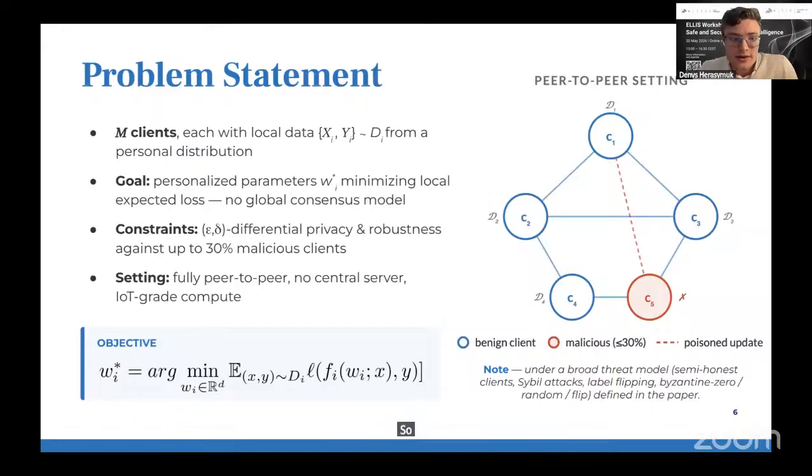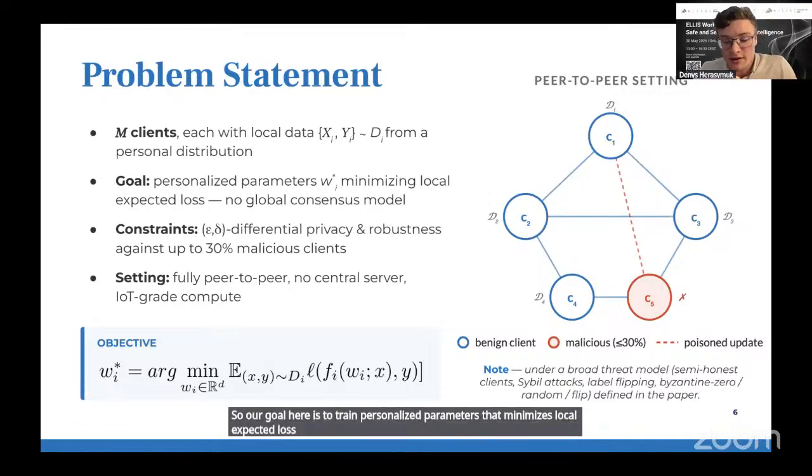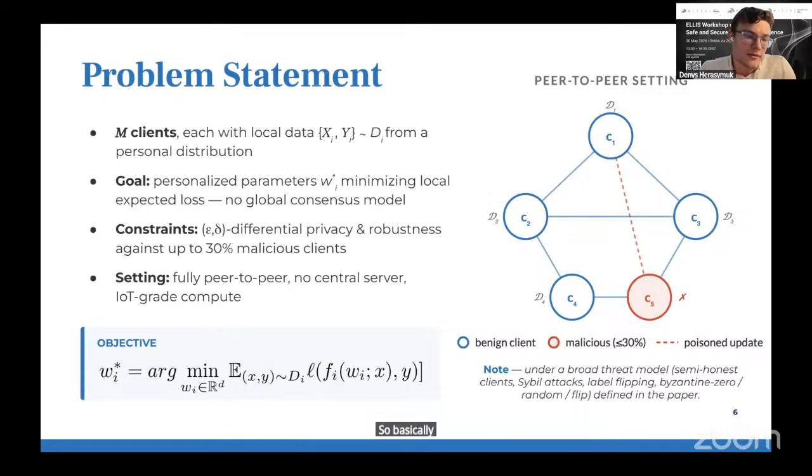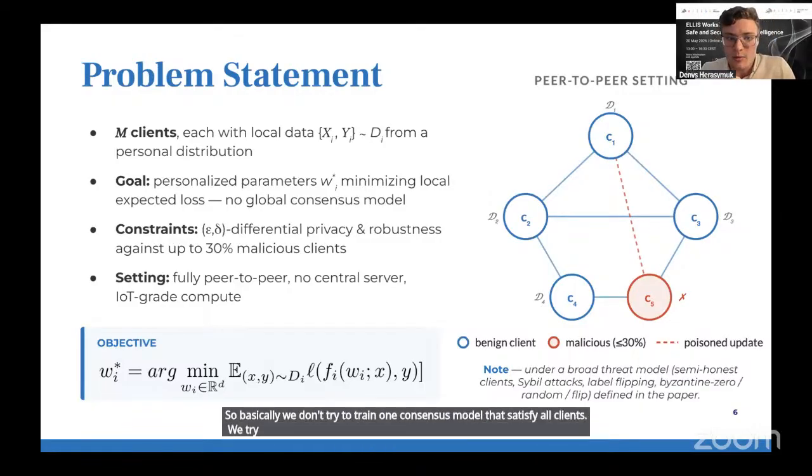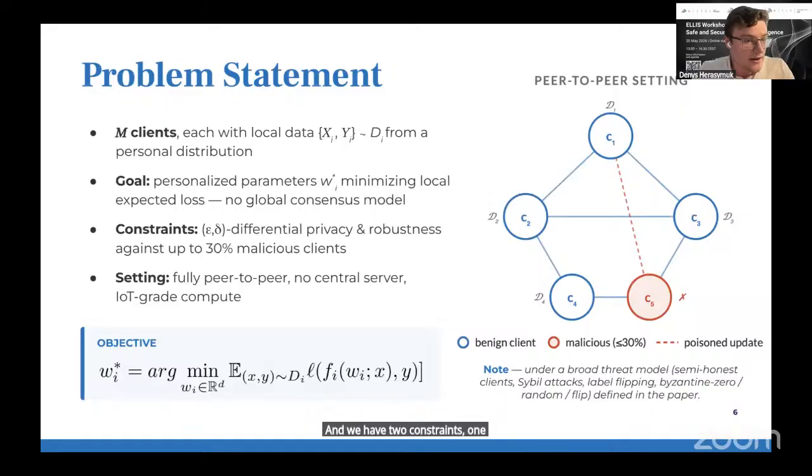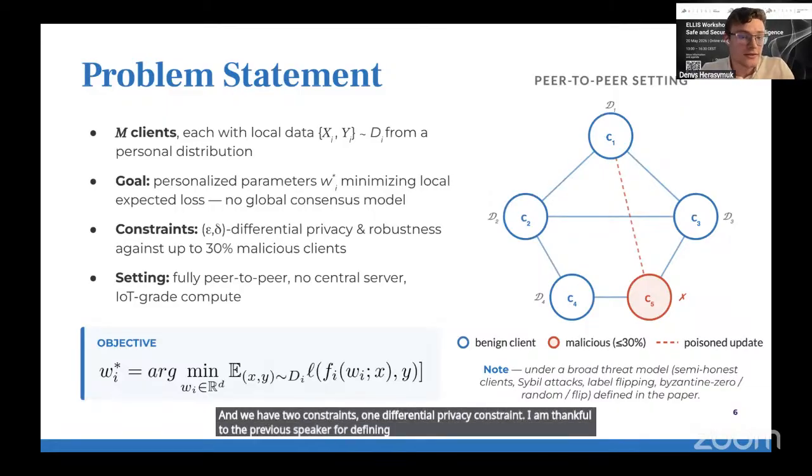So our goal here is to train personalized parameters that minimize the local expected loss of each client. Basically, we don't try to train one consensus model that satisfies all clients. We try to train M models, one model per client. And we have two constraints: one is a differential privacy constraint, which I am thankful to the previous speaker for defining, and another is robustness against up to 30% of malicious clients.